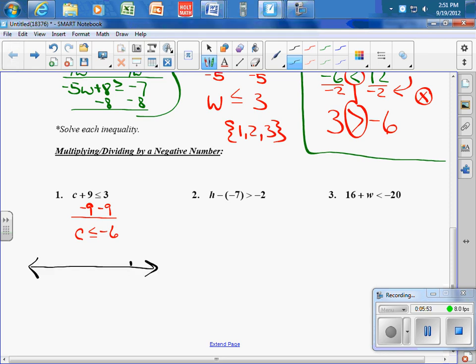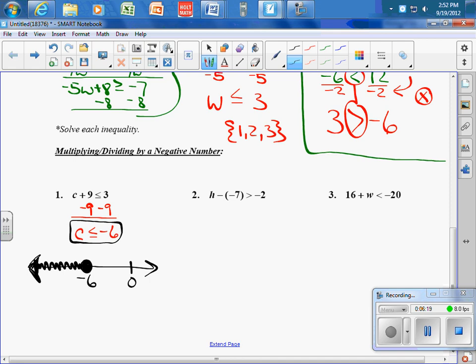Let's say we have 0 over here, and -6 would be someplace to the left of it. Because this is less than or equal to, I would need to fill in a solid circle at -6, and I'm going to shade the number line everything to the left, because this is showing all the numbers that are less than or equal to -6.